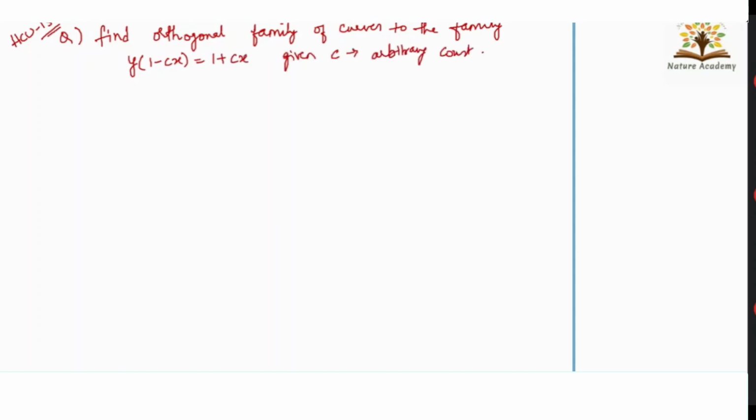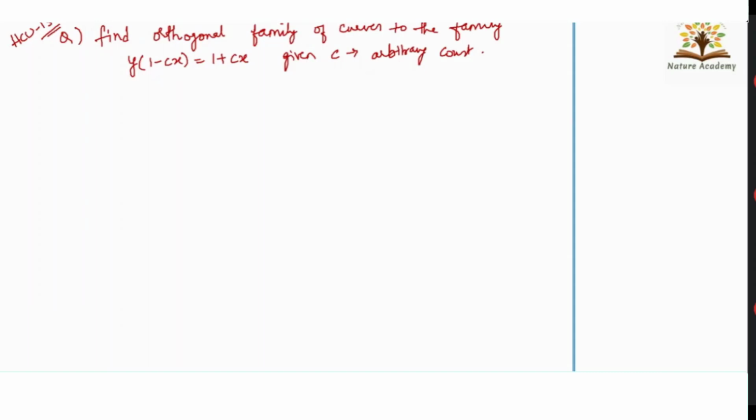Now in orthogonal trajectories, finding the orthogonal families of the curves, whenever c is there, our aim should be to remove that c every time, because then we cannot proceed. So here also we will do the same thing. They have given one equation of a family of curves. I have to find the orthogonal family, which is perpendicular to this present family. And they have given options also.